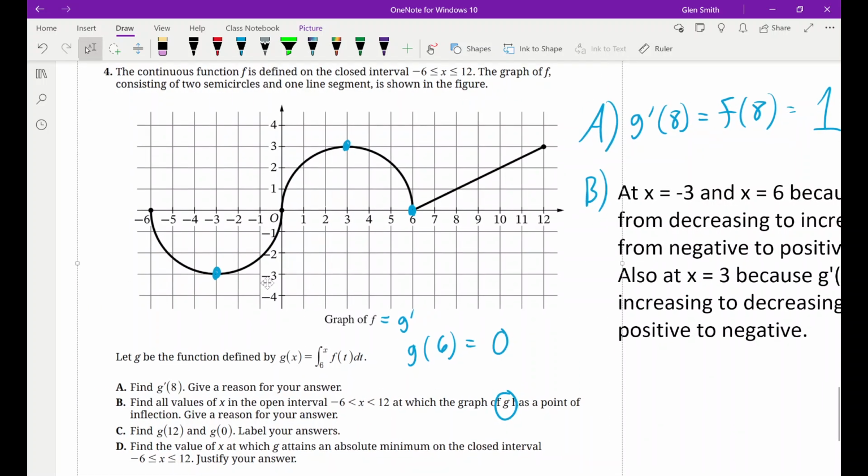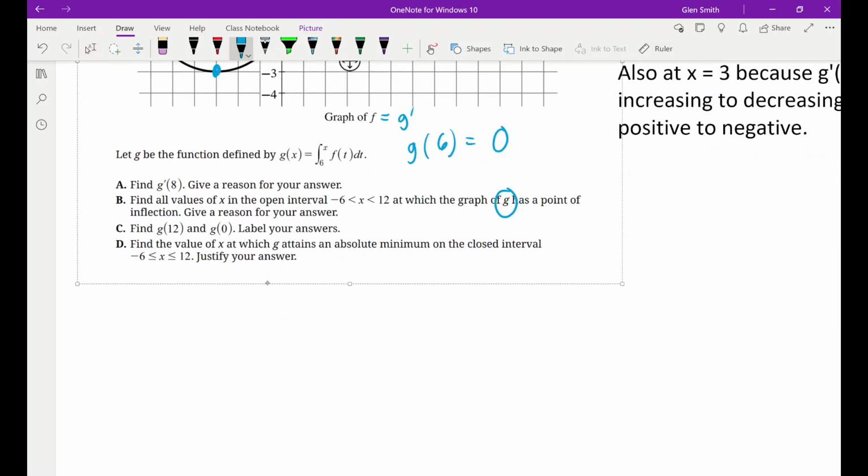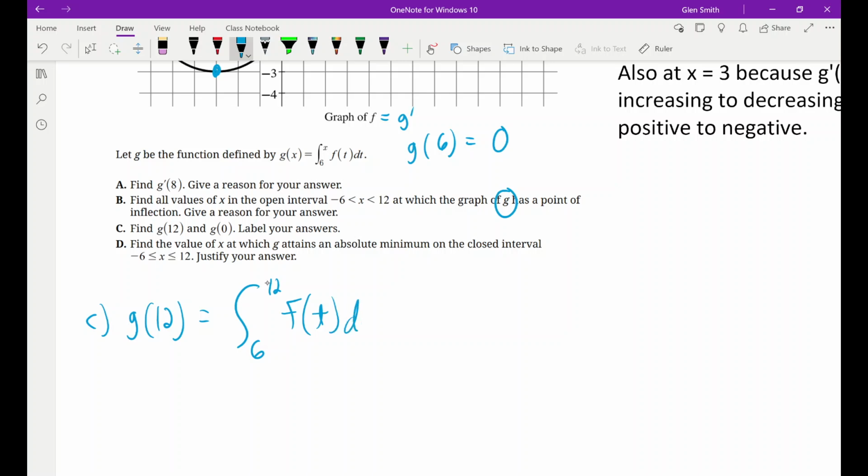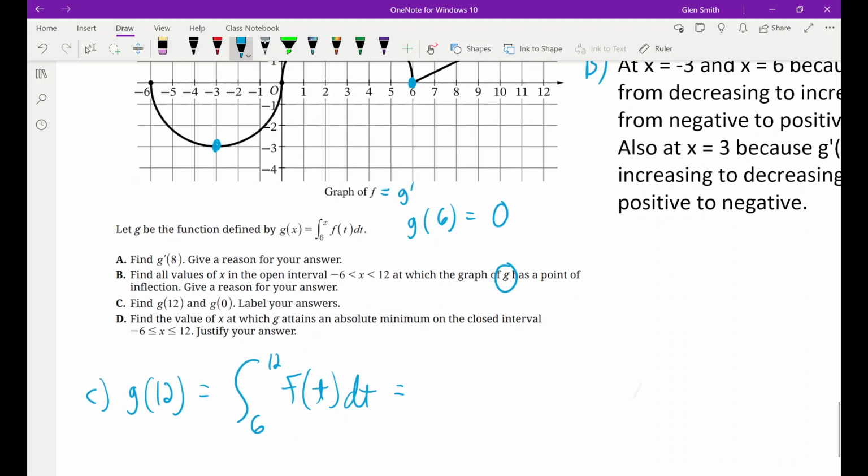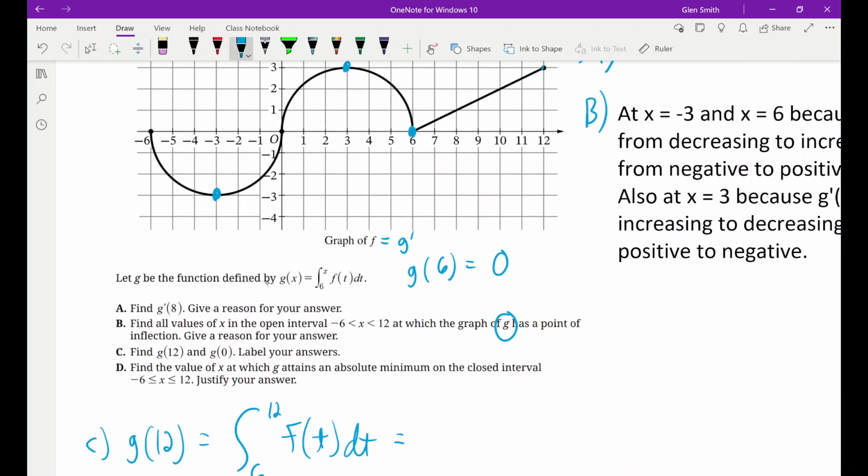For part C, it says find g of 12 and g of 0. Okay, no problem. So I know that g of 12 is the integral from 6 to 12 of f of t dt. Luckily for me, the integral from 6 to 12 is just this triangle. Cool. So the integral of f is the change in its antiderivative, which I don't know, but it's also the area between it and the x-axis.